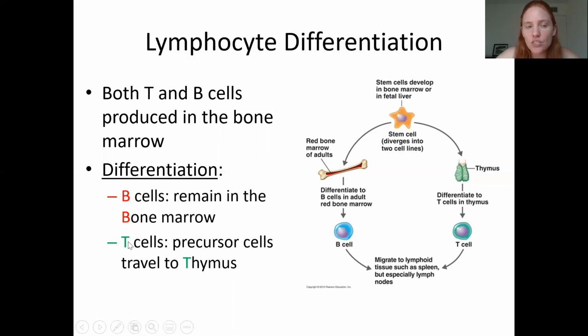Whereas the T cells are also made initially in the bone marrow, but instead of staying in the bone marrow, they leave the bone marrow and they go to the thymus. Now the thymus is going to be sitting kind of right here in the top part of your chest. It kind of sits on top of the major blood vessels coming out of the heart. Okay, so that is the thymus there. And once they're in the thymus, they're going to finish the differentiation and they're going to become T cells. So the T is for thymus. B is for bone marrow, T is for thymus.